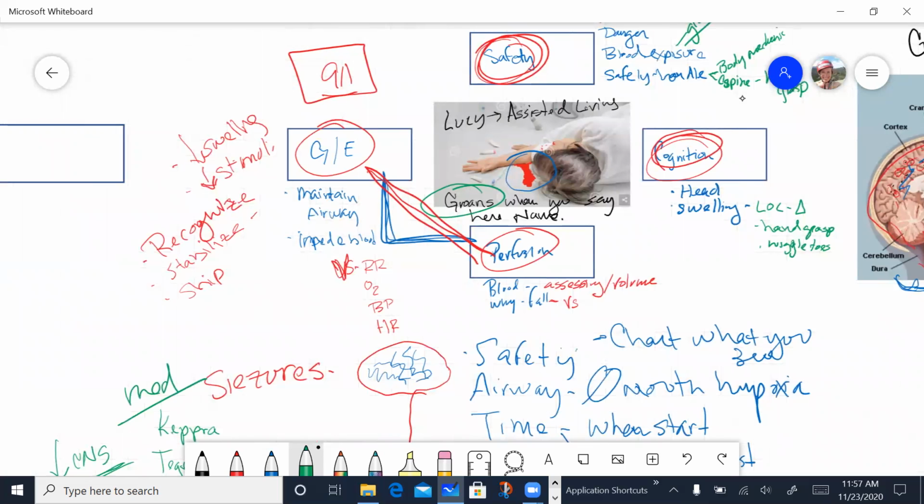Hopefully this helps you put together some of this information. I know it's a lot, and it's kind of a crash course. So keep digging into it. Make sure to review your book, and make sure that you're taking some time to really dig into the patho, because the patho will let you know the treatments that you have to do.